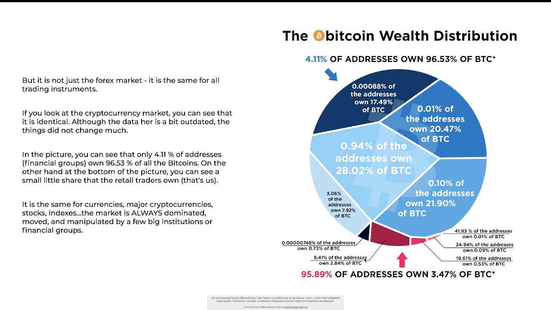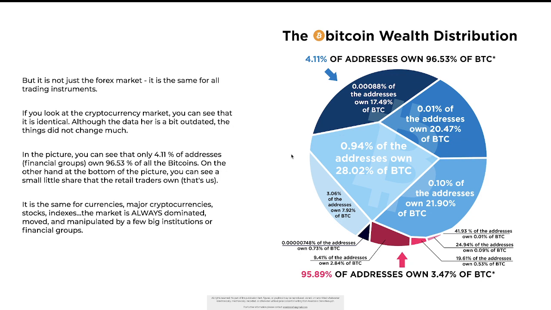On the other hand, at the bottom of the picture, you can see there's a small little share that the retail traders own. This is us. The small little share, right? This is where we see potential, this is where the retail traders are. All of this is market makers, big market participants who decide where the market moves.